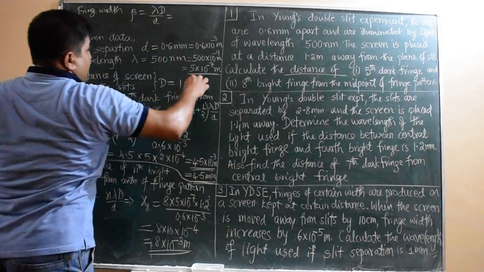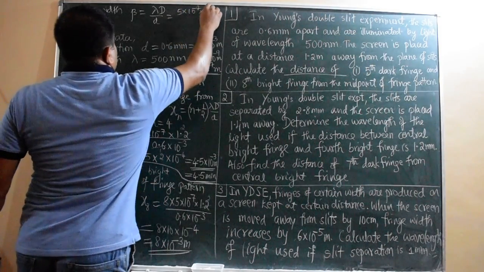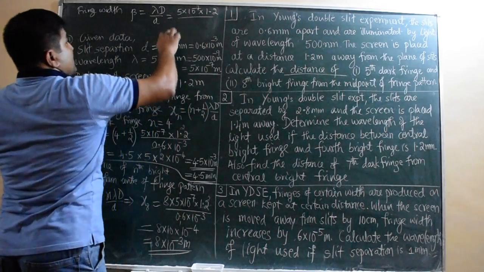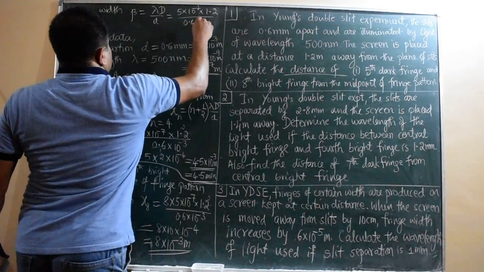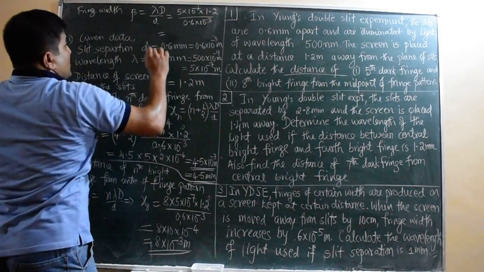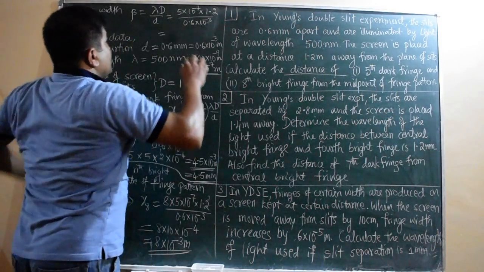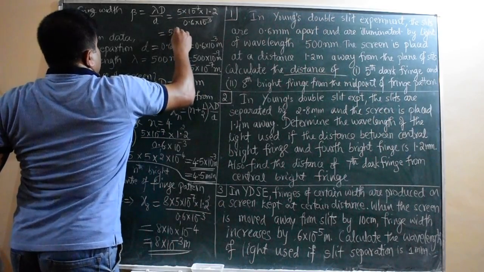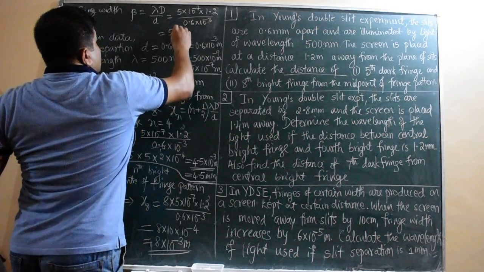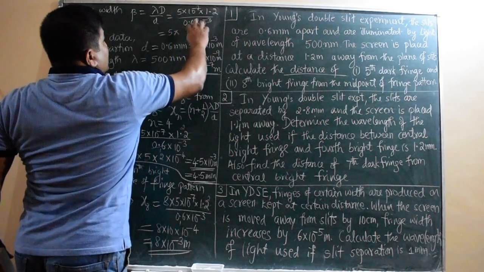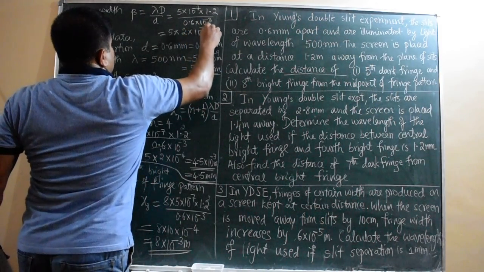Lambda D by d, lambda value 5 into 10 power minus 7, then D value 1.2 divided by small d value, that is 0.6 into 10 power minus 3. So that is equal to 5, and 1.2 by 0.6 is 2, into 10 power minus 4.